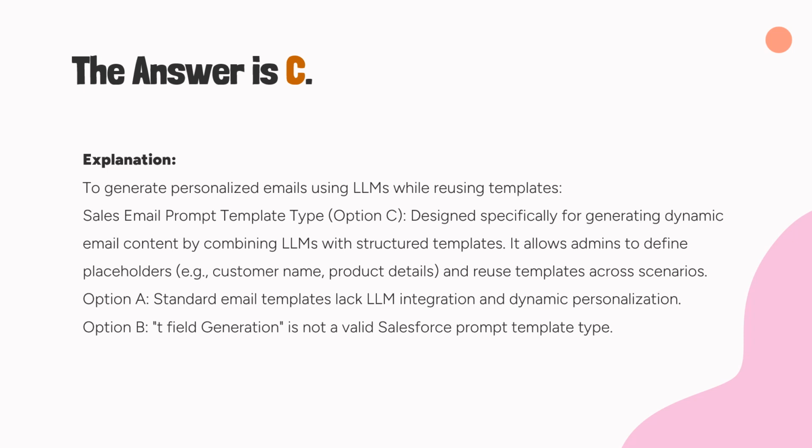To generate personalized emails using LLMs while reusing templates, use the sales email prompt template type. Option C. Designed specifically for generating dynamic email content by combining LLMs with structured templates. It allows admins to define placeholders, e.g., customer name, product details, and reuse templates across scenarios. Option A. Standard email templates lack LLM integration and dynamic personalization. Option B. Field generation is not a valid Salesforce prompt template type.